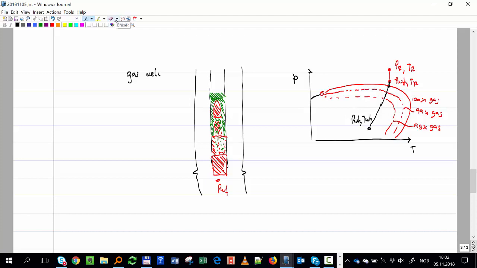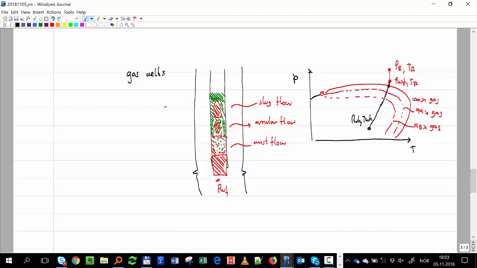So this one is single phase gas, this one we call mist flow, and this one we call annular flow. And again we reach slug flow when there is just too much gas. We are going to see a bit later why.